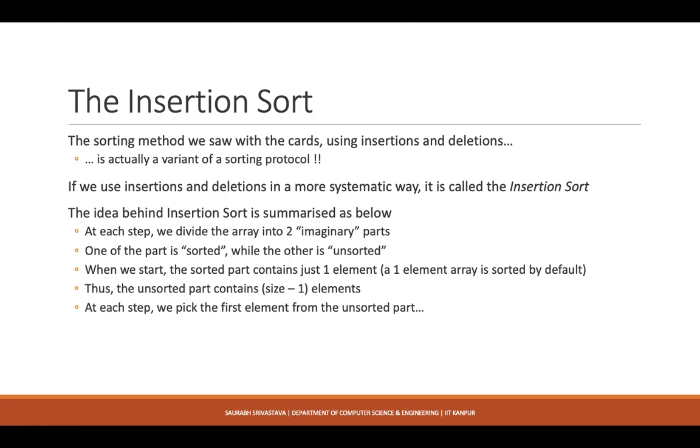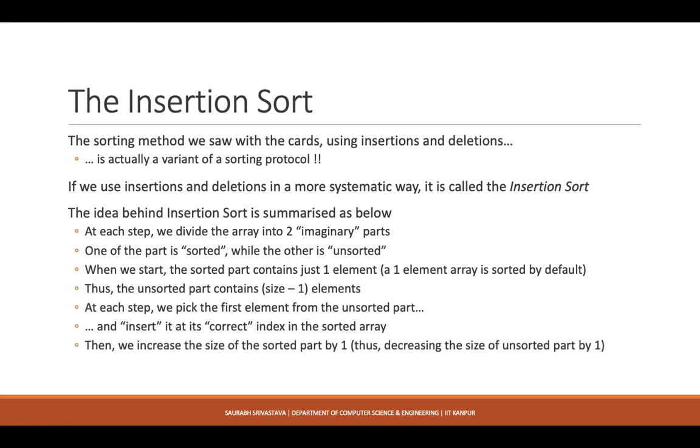And then at each step, what I do is pick the first element from the unsorted part, and I simply insert it at its correct index in the sorted array. So in the card sorting example, I was not picking the first card. That was another way to do it, but I was basically finding the smallest card and then putting it in the right place. Here I'm just doing it in a more systematic fashion. I simply pick the first card in the unsorted cards, and then I put it at the right place in the sorted set of cards.